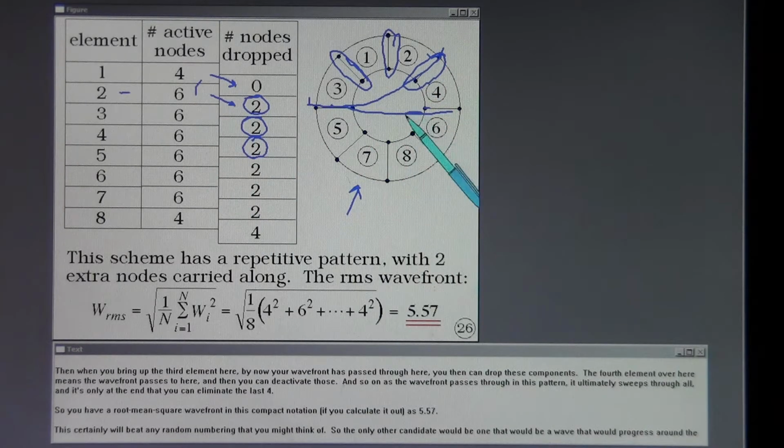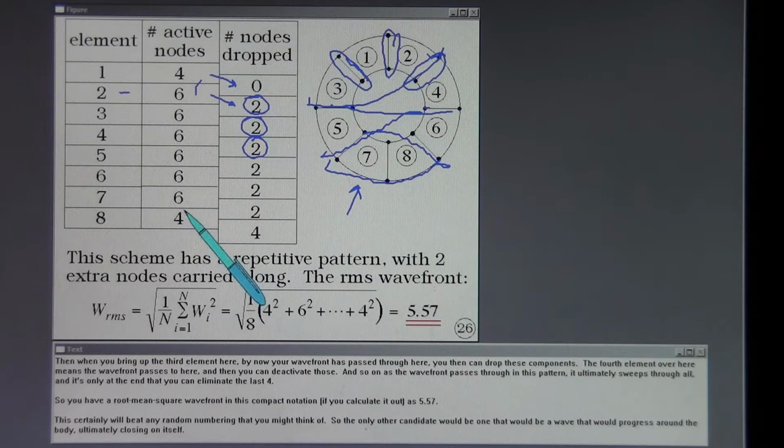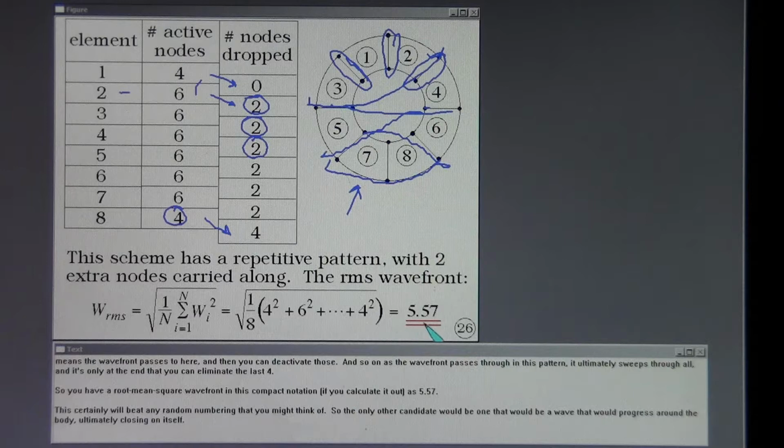and so on. As the wavefront passes through in this pattern, it ultimately sweeps through all, and it's only at the end that you can eliminate the last 4. So you have a root mean square wavefront in this compact notation, if you calculate it out, as 5.57. This certainly will beat any random numbering that you might think of.